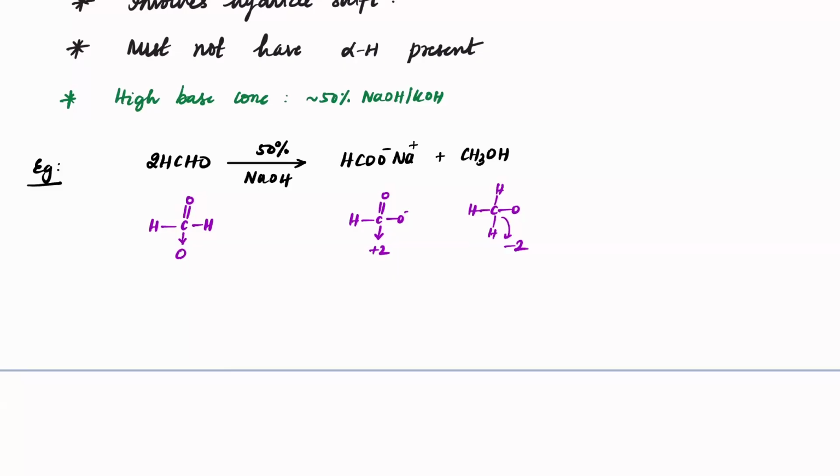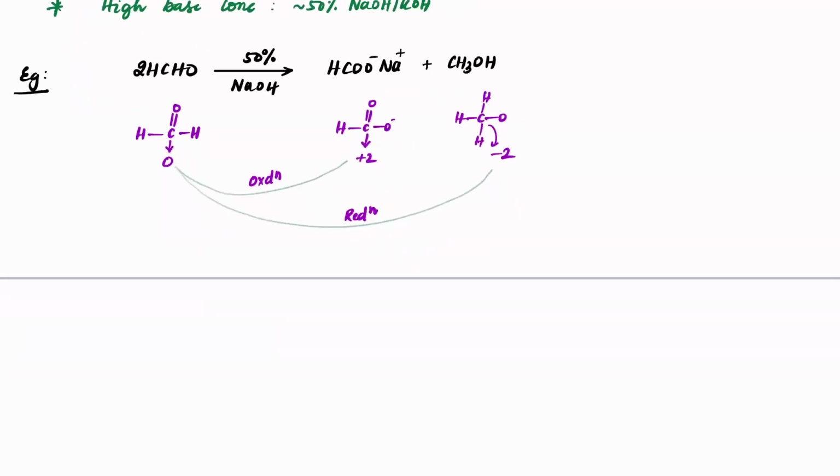So you can see from 0 to +2, there is an oxidation happening. From here to here, there is an oxidation happening. And from here to here, there is a reduction happening. So this is oxidation. This is reduction.